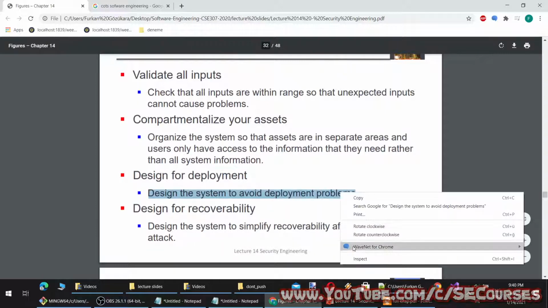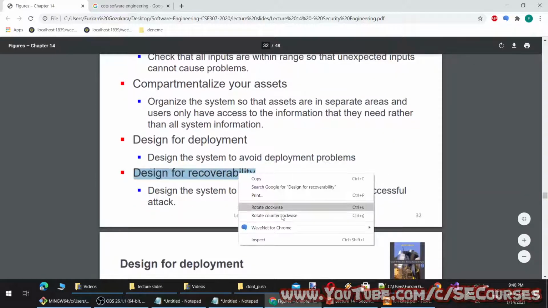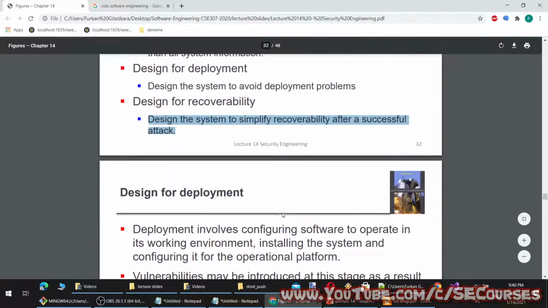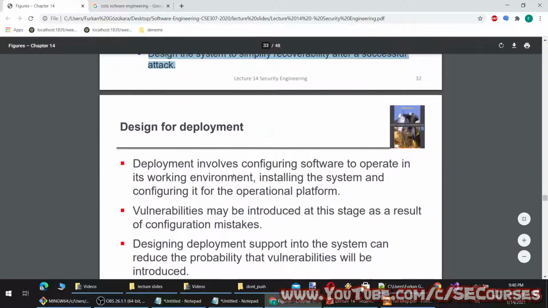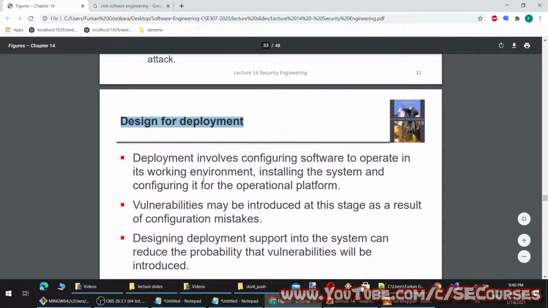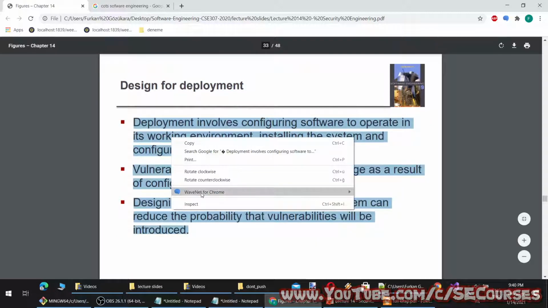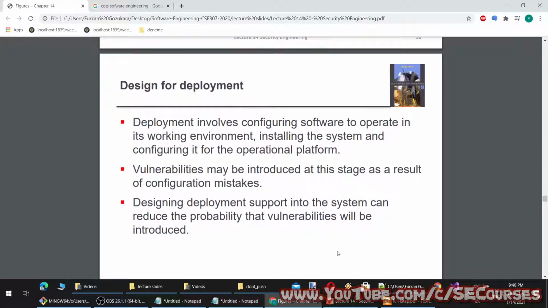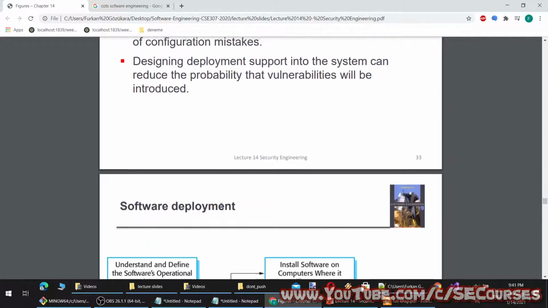Design for deployment. Design the system to avoid deployment problems. Design for recoverability. Design the system to simplify recoverability after a successful attack. Okay. Design for deployment. Deployment involves configuring software to operate in its working environment, installing the system and configuring it for the operational platform. Vulnerabilities may be introduced at this stage as a result of configuration mistakes. Designing deployment support into the system can reduce the probability that vulnerabilities will be introduced.